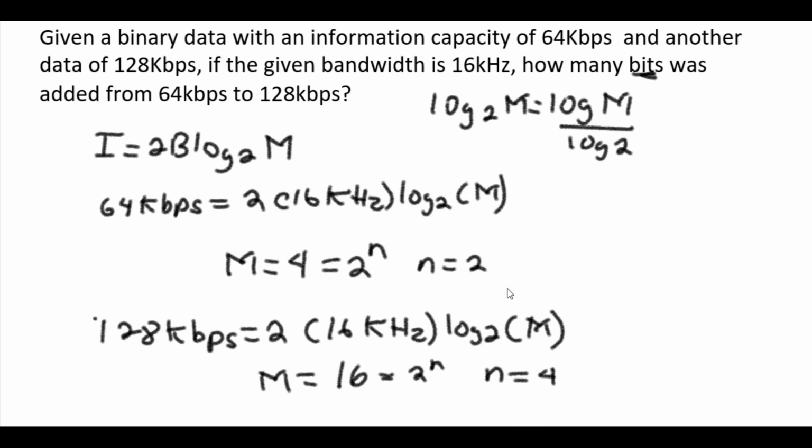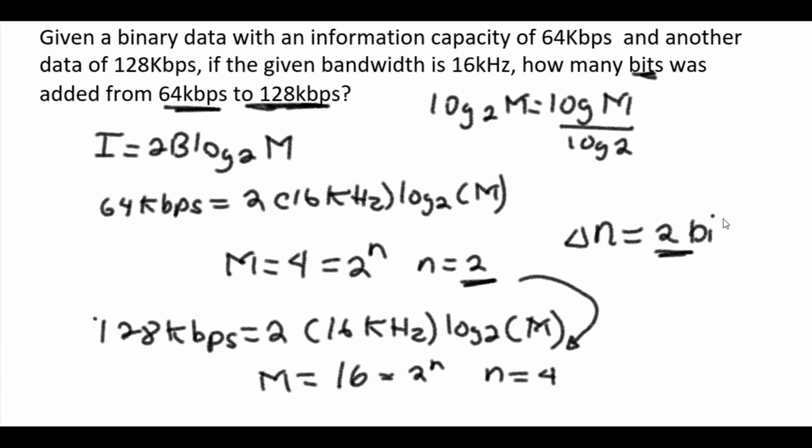So, ano yung in-increase niya? How many bits is added? So, delta n is equals to 2, kasi from 2 bits, naging 4 bits. So, yung dinagdag or yung in-increase from 64 kilobits information capacity papunta sa 128 kilobits per second is 2 bits. So, ang sagot natin dito is 2 bits.